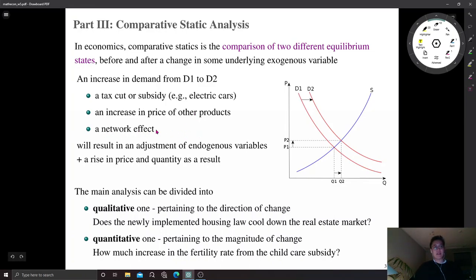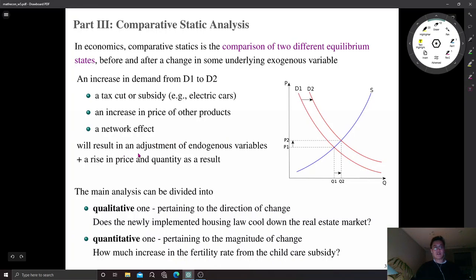In the presence of a network effect, demand also increases. If you see all of your friends using the same particular product, you may want to use that product as well. So in all of these cases, the demand curve goes up, and as a result, there will be an adjustment of endogenous variables. We are going to study this adjustment process at the end of this course when we study optimization theory.